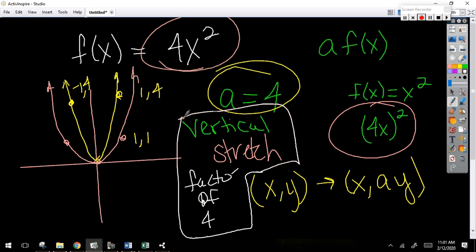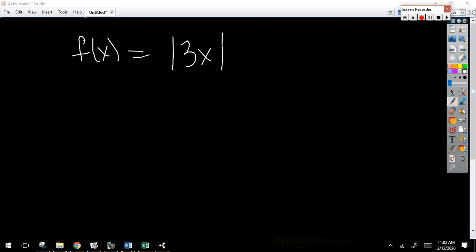Can you do one with the absolute value of x? Yes. All right, look at this one. And don't blurt it out just yet. My first question to you is, is this a vertical or a horizontal? Why? Because it's multiplied together with the x, inside the absolute value. That's telling me right off the bat it's horizontal.